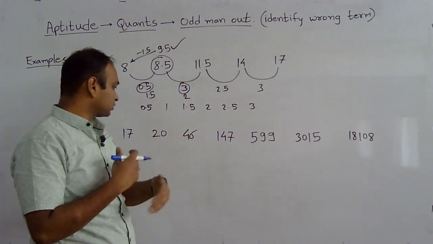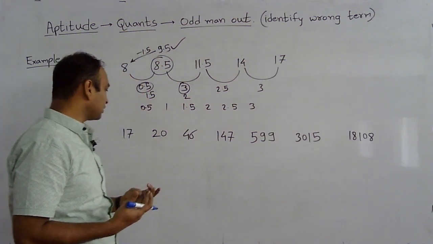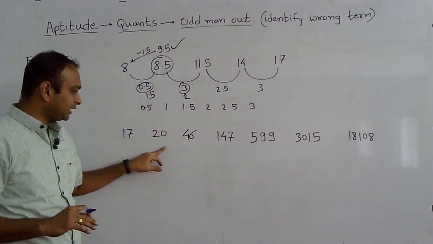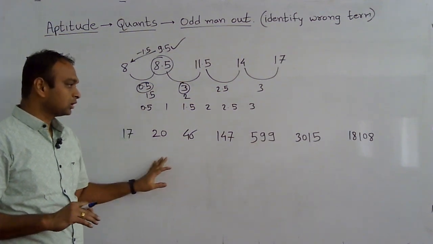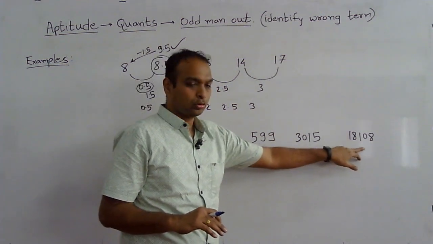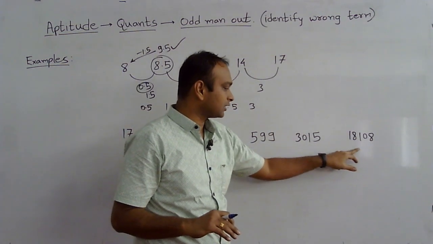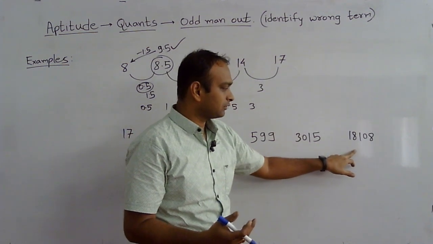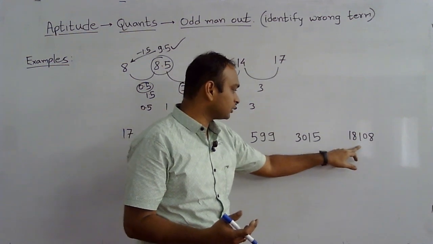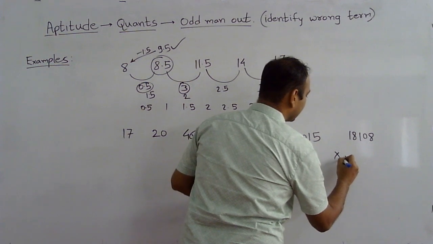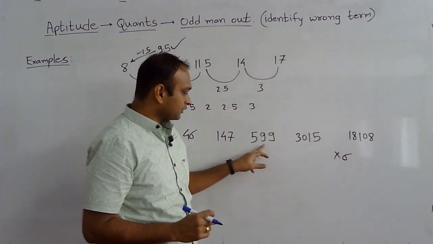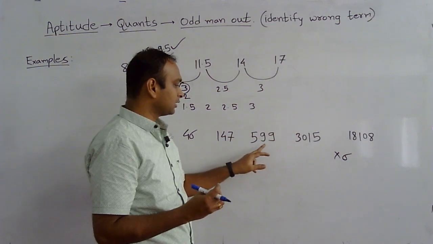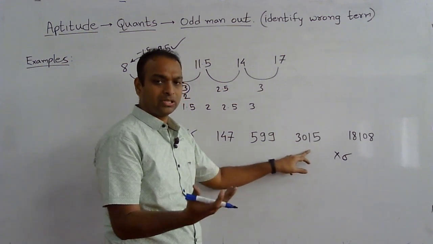Instead of that, we should try for multiplication, logic of multiplication. If we are thinking about the multiplication logic, then 17 we have, 20 we have, 46, 147 and so on. Now if we look at these last two terms, 3000 is there and 18,000 is there. If multiplication is the factor, then 3000 into 6 will give 18,000. Okay, 3,000 into 6 will give 18,000. So maybe multiplication of 6 could be here. If we are concentrating on this, it's almost 600. We can somehow approximate it. So 600 and 3,000. What could be the multiplication?